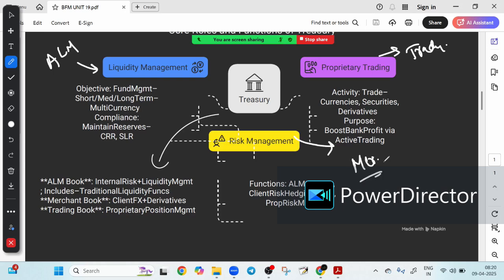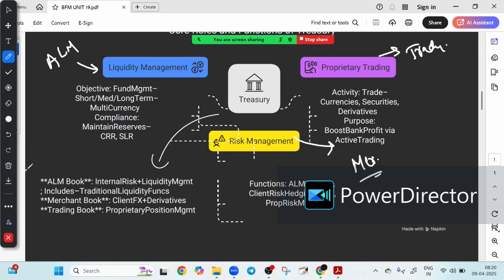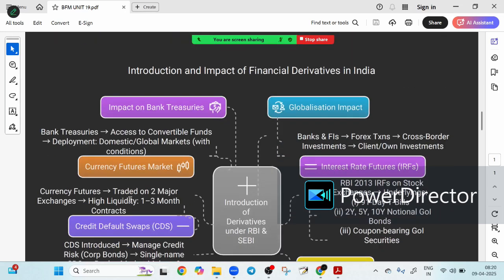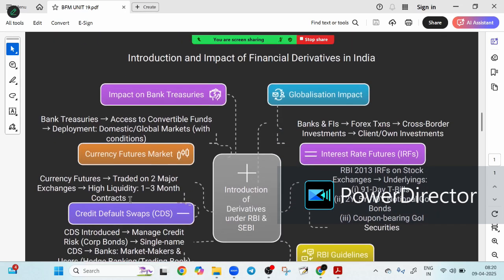Now friends, let's switch our focus to the next topic. Just wait a minute, let me show you. So friends, now let's talk about the introduction and impact of financial derivatives in India. Every aspect will be clear. Just go through this particular slide. That is our main motive, that we try to provide you every aspect in an easy to understand manner.